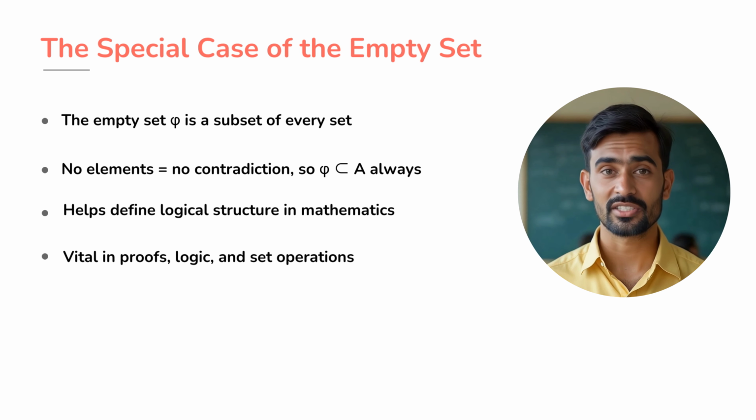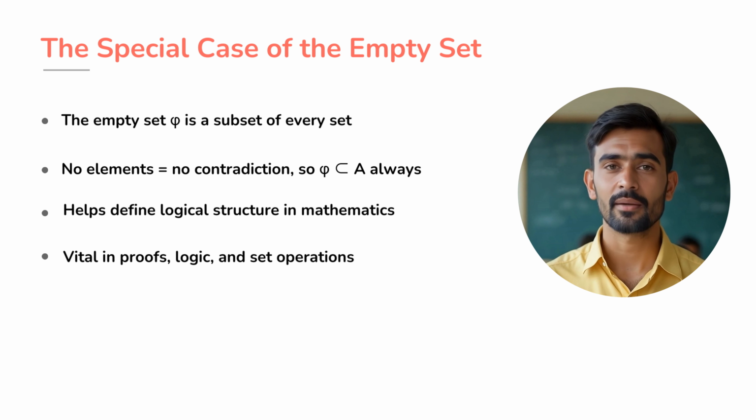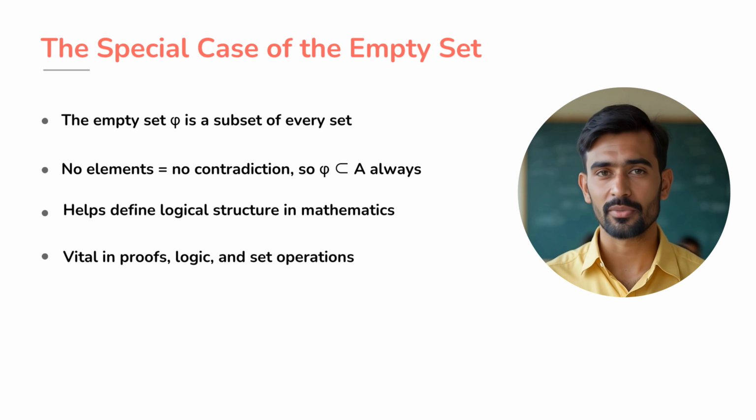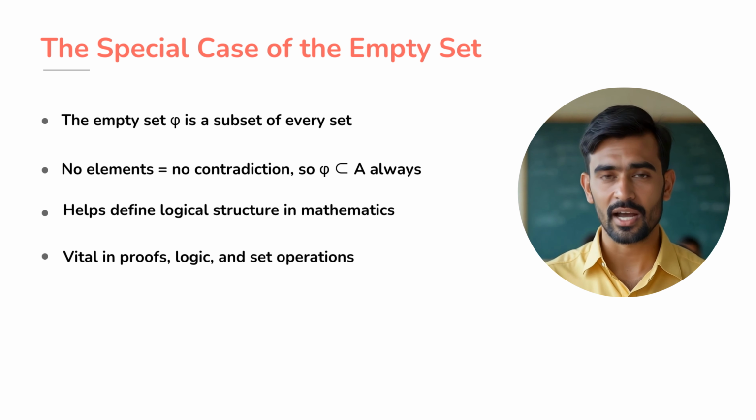Here's something interesting. The empty set, the set with no elements, is a subset of every set. Why? Because it has no elements that can violate the rule. There is nothing in the empty set that doesn't belong somewhere else. So we agree, the empty set is a subset of every set, written as phi is a subset of A. This concept becomes very useful later in topics like power sets and mathematical logic.